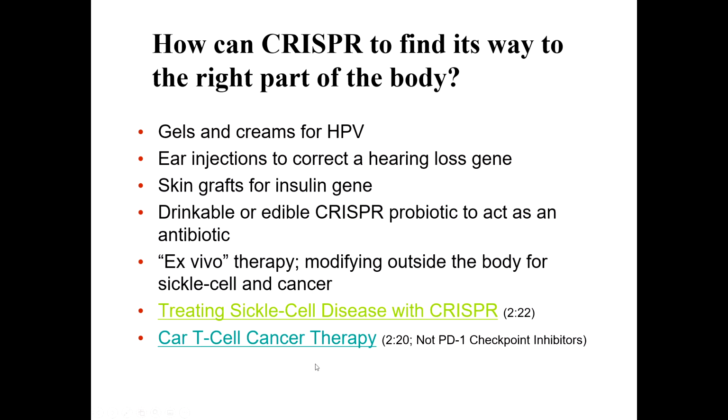Okay, so treating sickle cell, and one other thing I wanted to share with you in working with cancer therapy. Now, this is not to be confused with the checkpoint inhibitors, the PD-1 blockers that I talked about when we were talking about mitosis. This is something different that involves more like designer drugs.